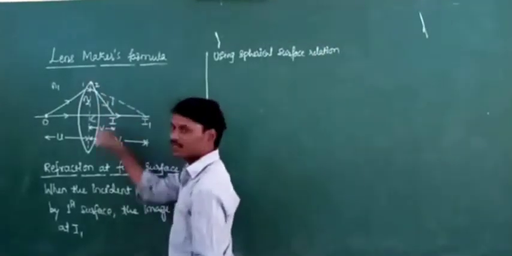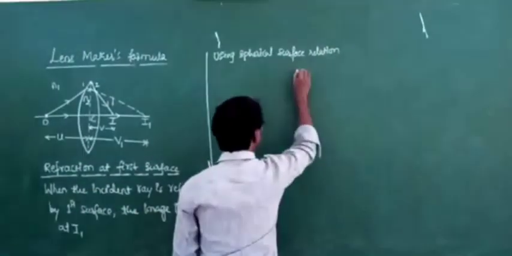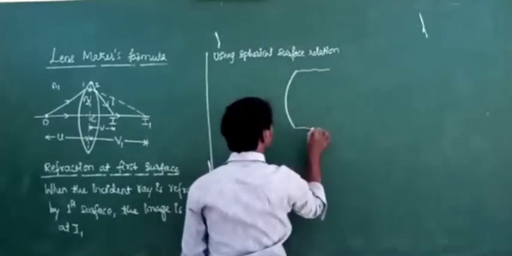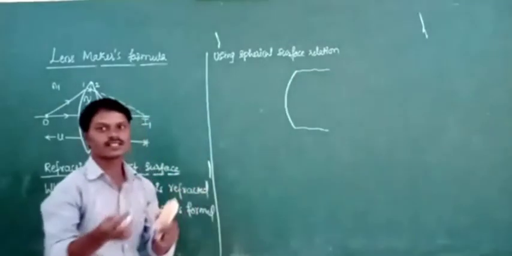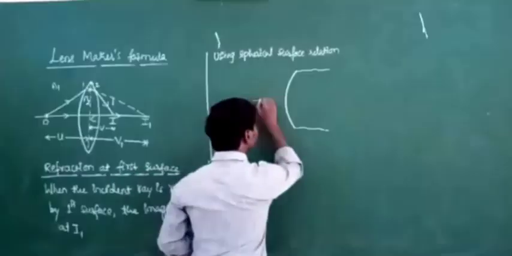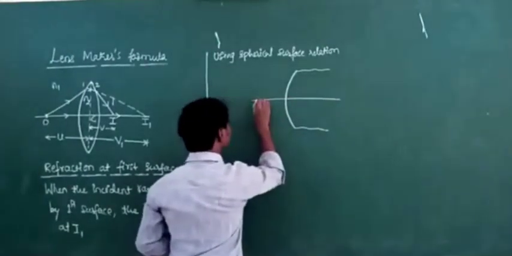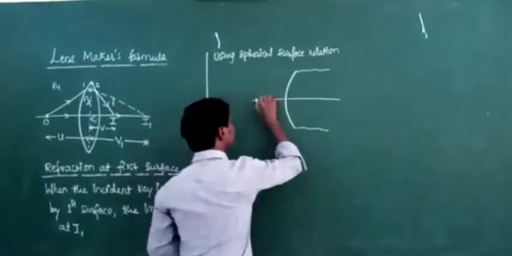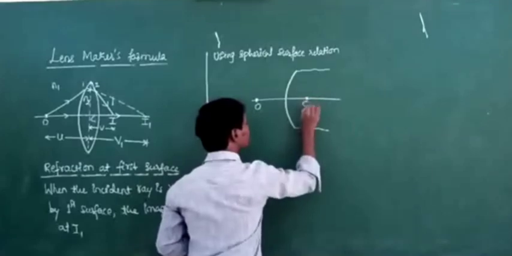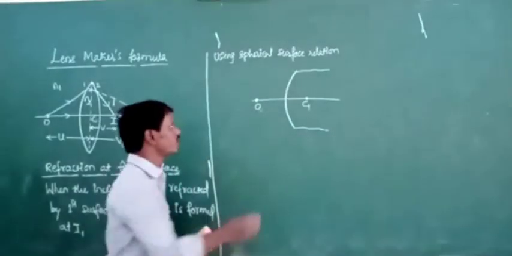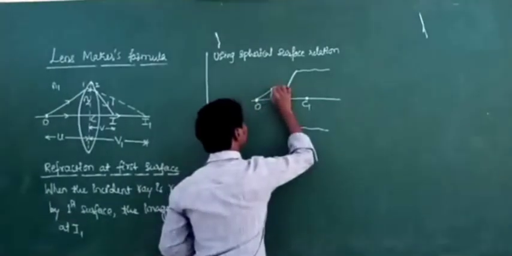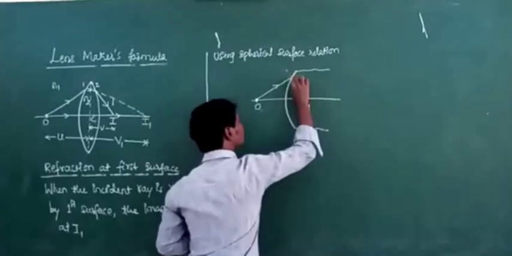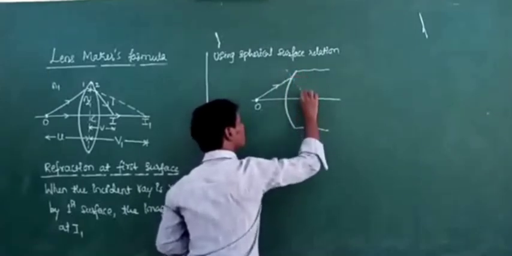Let us assume the second surface is absent. Let us draw the diagram for this. It is the first surface. Now there is an object lying on the principal axis. First I will take the center of curvature of the first surface as C1, and the ray is incident on this surface obliquely. I will draw the normal from the center of curvature to the point of incidence.